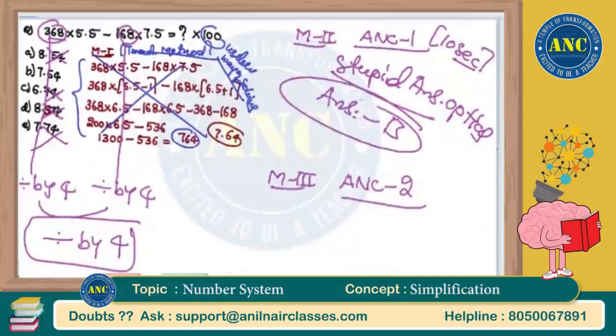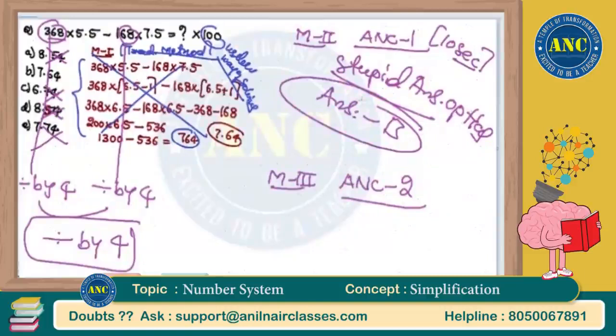68 is divisible by 4. Last two digits should be divisible by 4. 168 is also divisible by 4. If I subtract two numbers which are divisible by 4, the answer should be divisible by 4. What is the divisibility rule of 4? Last two digits should be divisible by 4.